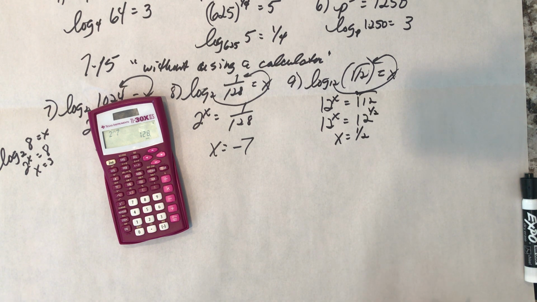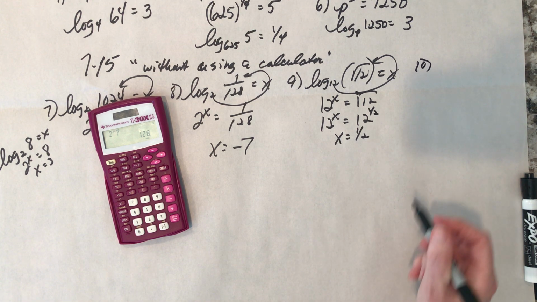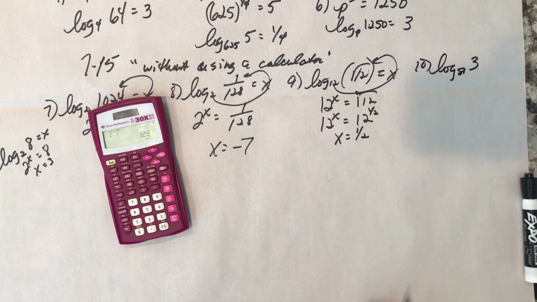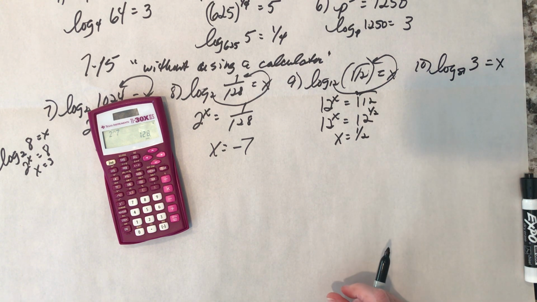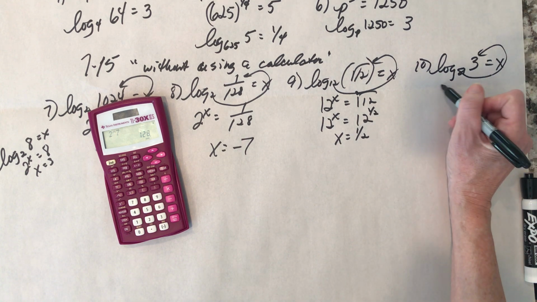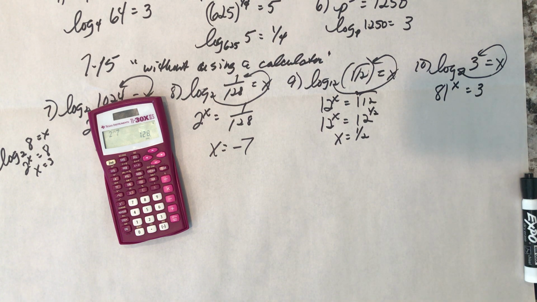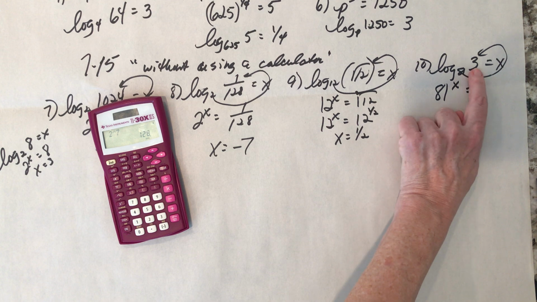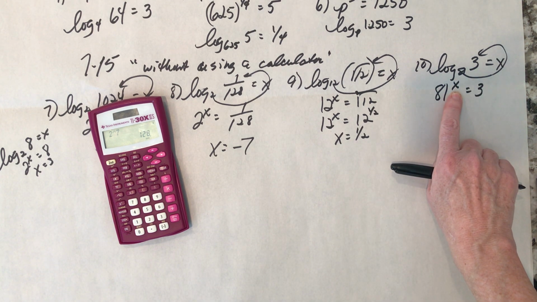All right, let's look at number 10. Log base 81 of 3. Again, if we're looking for something like that, let's set it equal to x. Let's do the circle. 81 raised to some power will give us a 3. This is a great reduction here. We're going from 81 down to 3. So this is going to need to be a fraction.